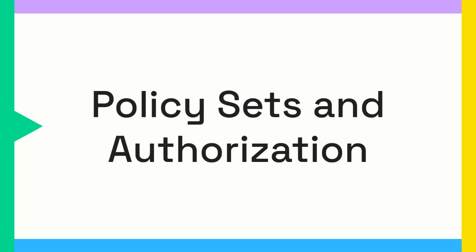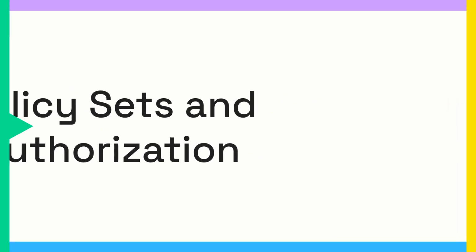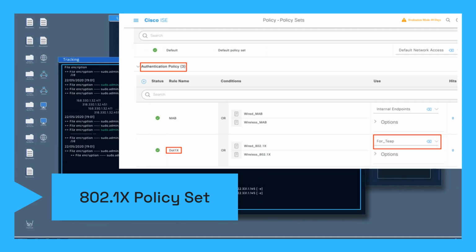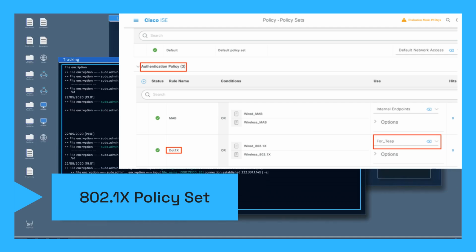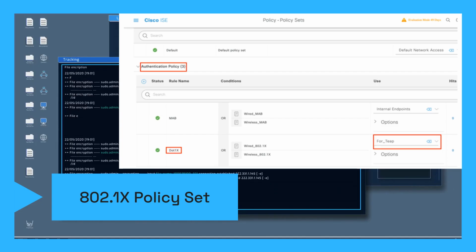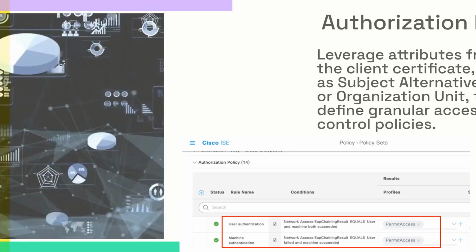With authentication configured, we move to the authorization phase, where we determine what access clients are granted after successful authentication. Ensure the 802.1x policy set is correctly defined to handle requests coming in for this secure network access. This is the entry point for all authentication and authorization logic.